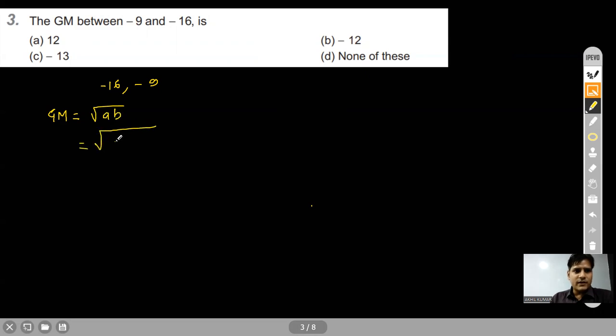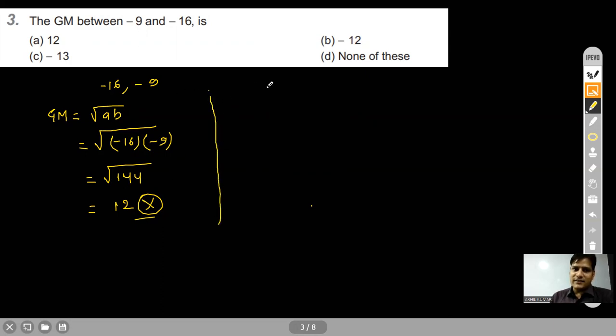So putting the value of A and B, here we get -16 into -9. So 16 into 9 is nothing but 144. So it will become 12, right? But let me tell you one thing. This answer is wrong. The geometric mean of -16 and -9 can never be a positive number. How can a mean of these two numbers be positive? The geometric mean of these two numbers must be negative, right?